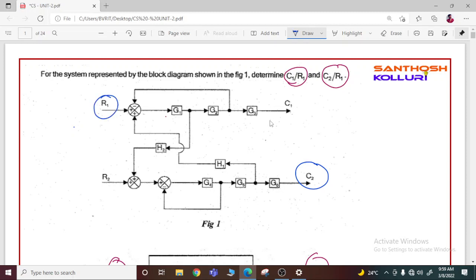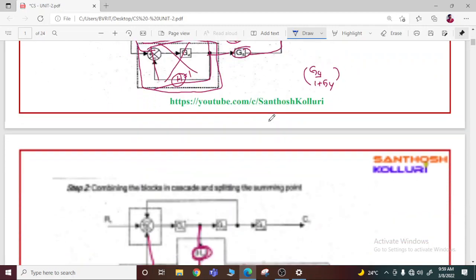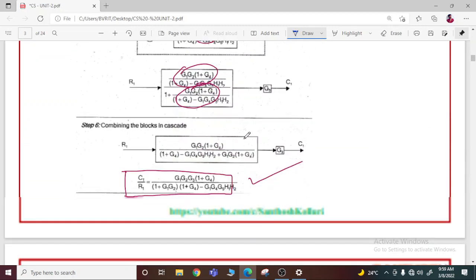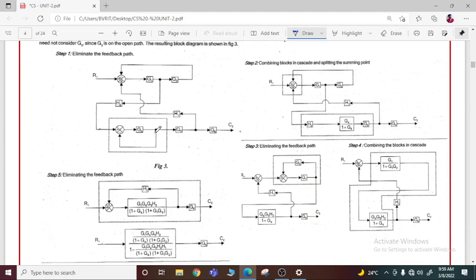Okay? So what you are doing here, you are making R2 as 0, similarly C1 as 0. When you make C1 as 0, G3 has no effect, and this we have already seen in the previous case. So this summing point is directly connected here. Am I correct? Now same principle, again negative feedback, cascaded, negative feedback, and multiply with G6. I will show you the steps. So this is the second case.